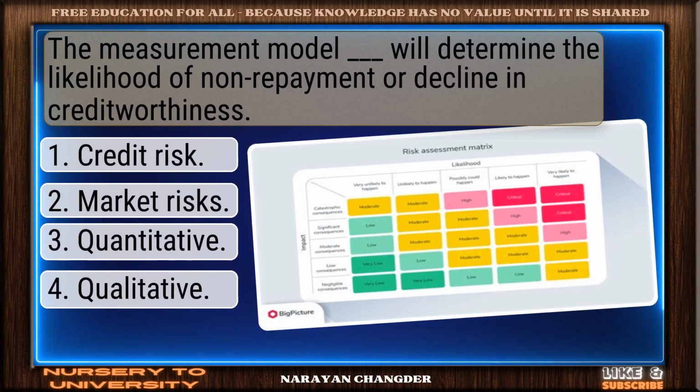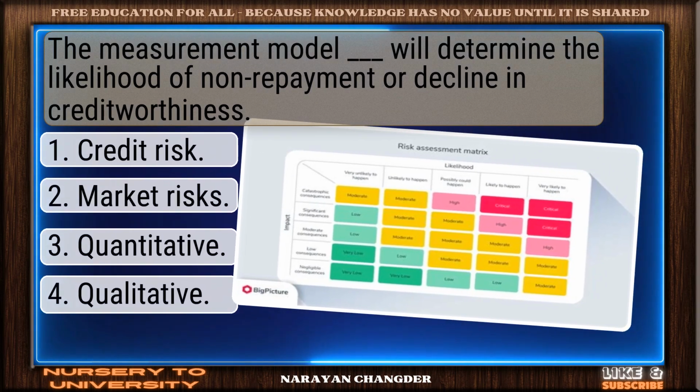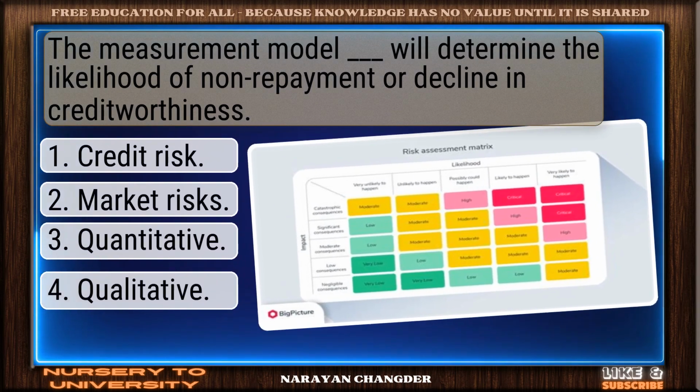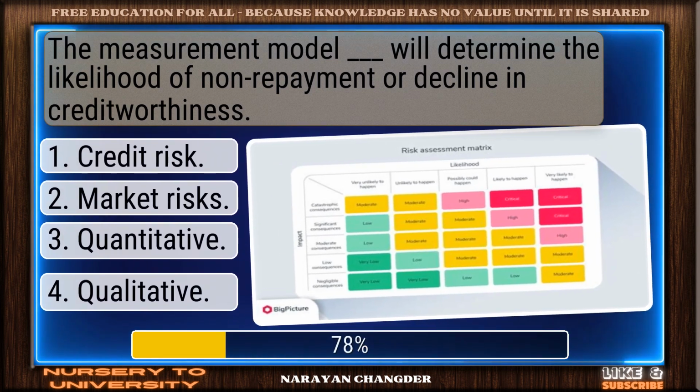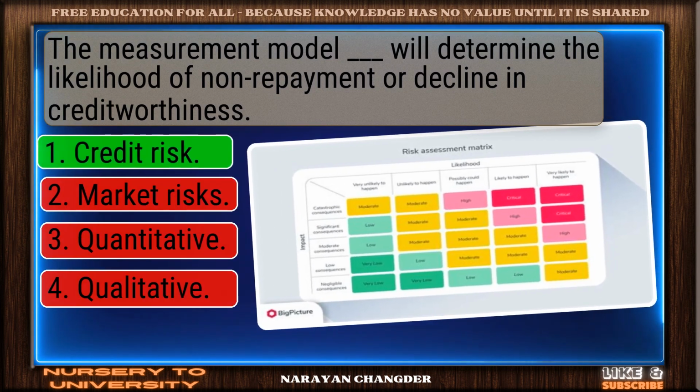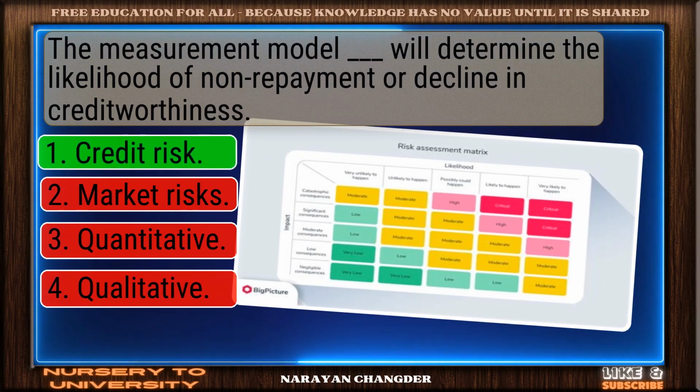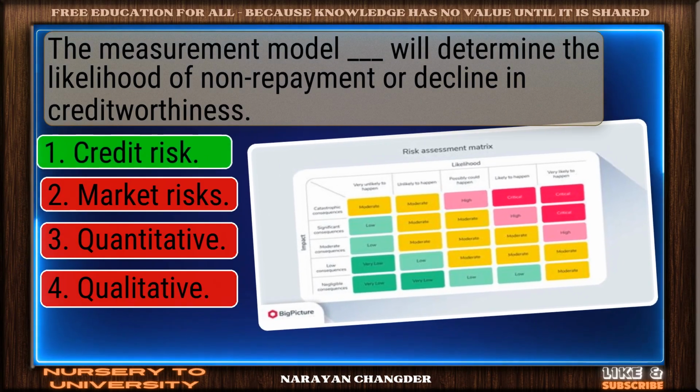The measurement model dash will determine the likelihood of non-repayment or decline in creditworthiness. Exactly. Credit risk makes sense and it is the right choice.